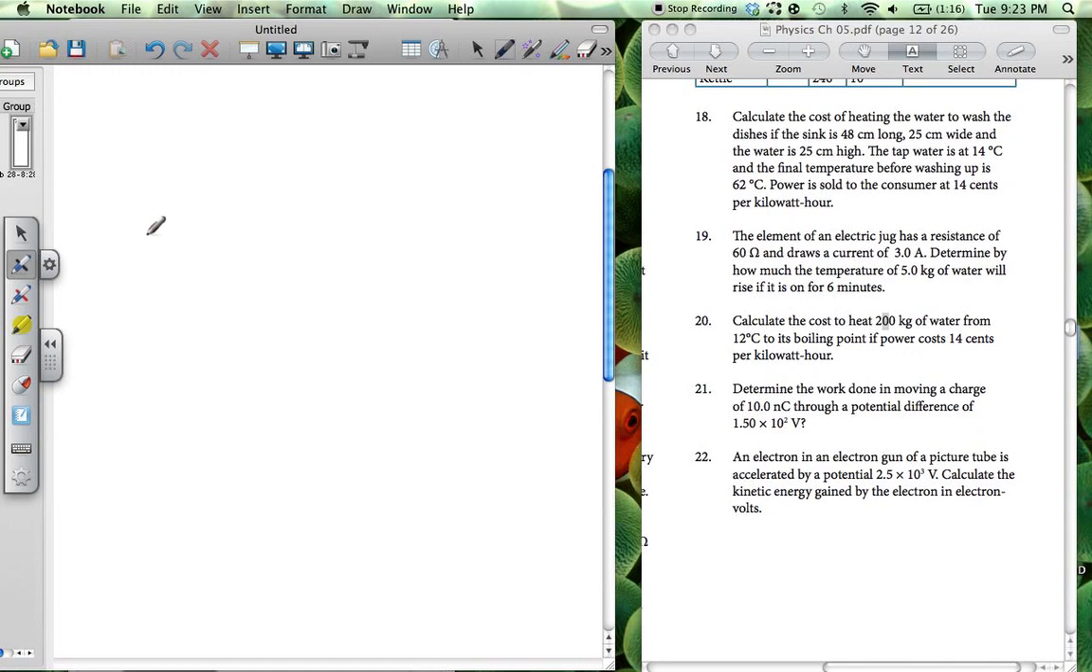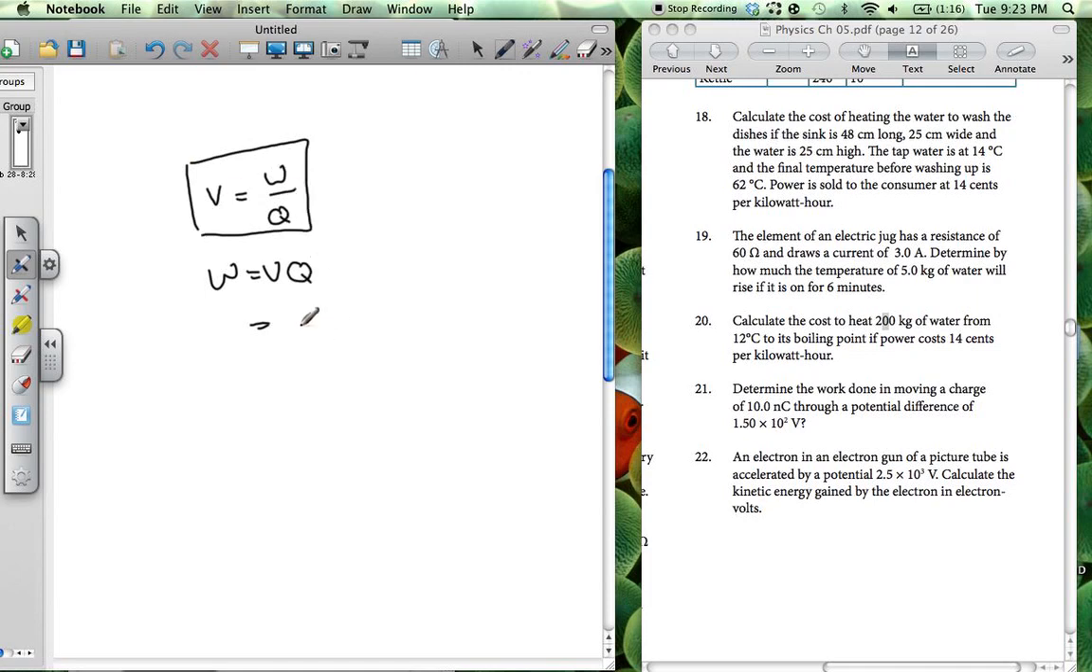So with this, we've got our formula that V is equal to W over Q. So W is equal to V times Q. This isn't a very important formula. This is your definition for your volt. It's the energy per charge.